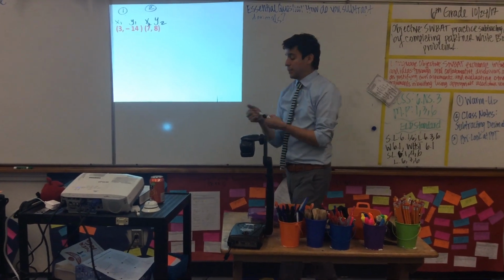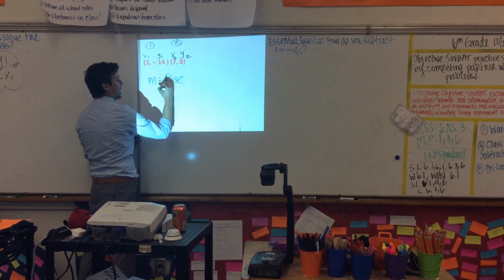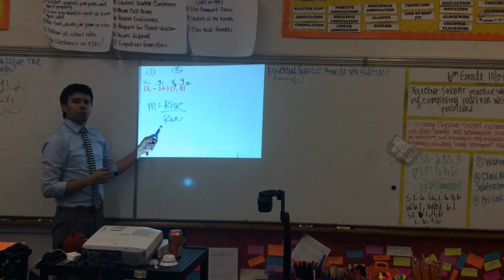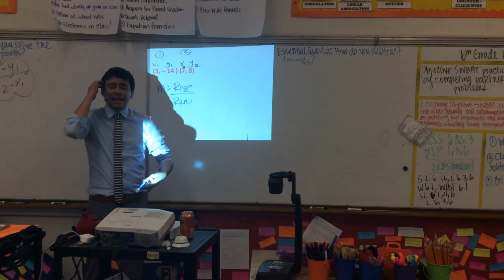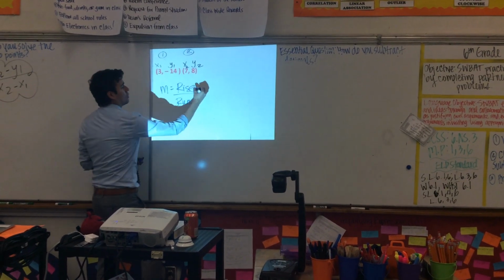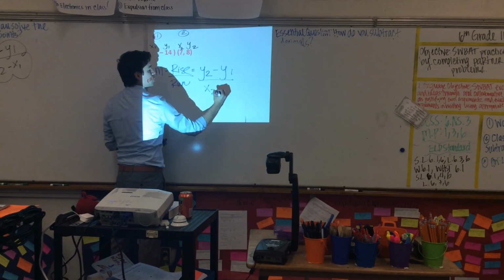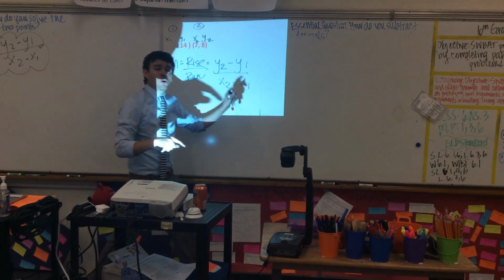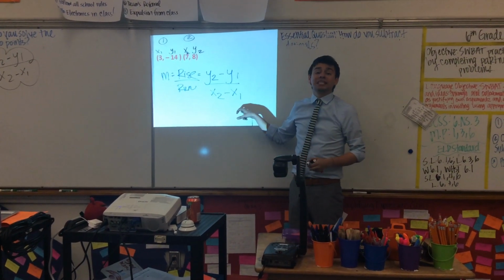Okay? Next step is write your formula. M equals rise over run. Yeah. If you remember my song. Okay? But oh shoot, I don't have graph paper. So if I don't have graph paper, you're going to have to use the new formula I taught you: y2 minus y1 over x2 minus x1. You're forced to use this formula. This formula is super powerful. You could solve any slope problem with this formula.